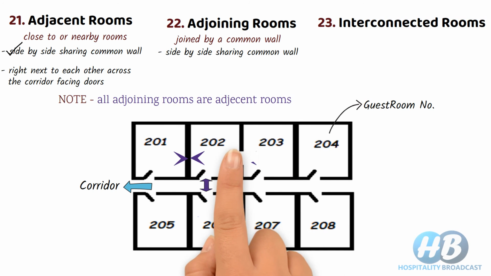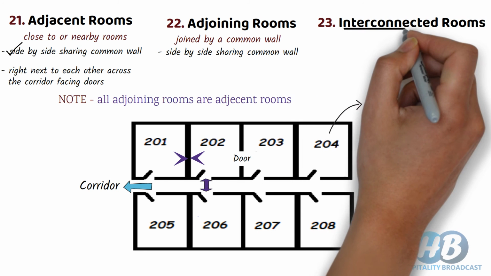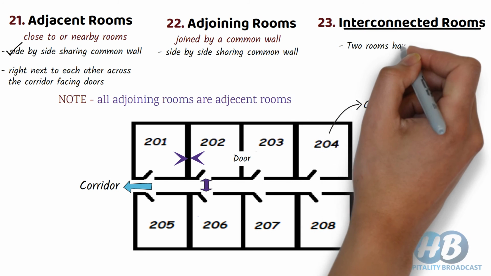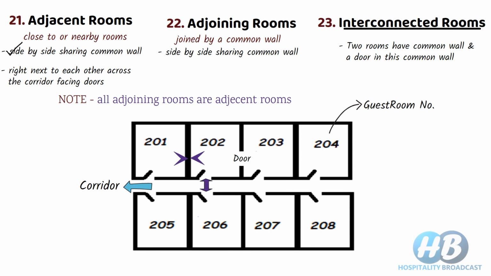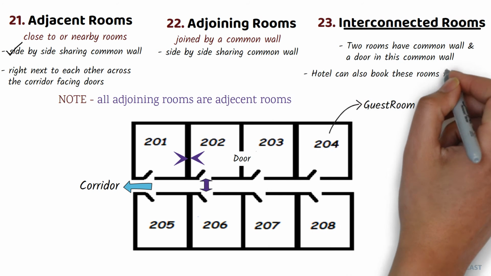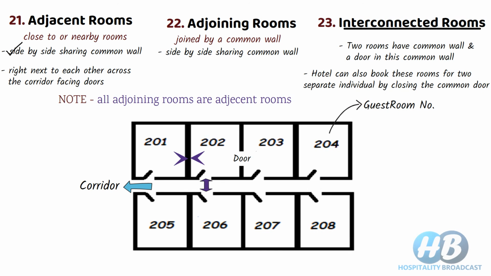Now, if you put a door in between two adjoining rooms, then it becomes interconnected rooms. Two rooms having a common wall and a door in this wall to go from one room to another. By opening this common door, you can access both rooms. One needs not go to the corridor. A hotel can also book these rooms for two separate individuals by closing the common door. Well, now I hope the difference is clear.